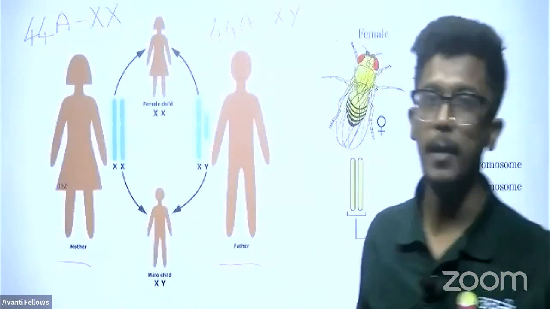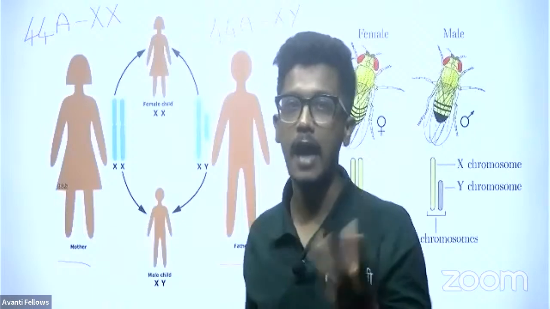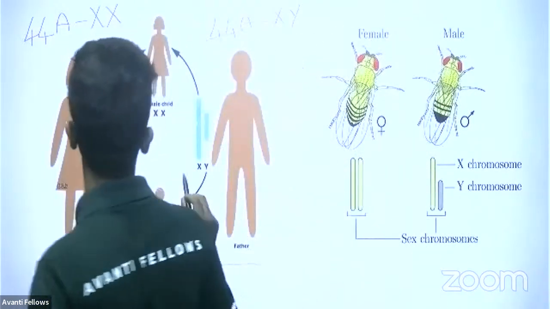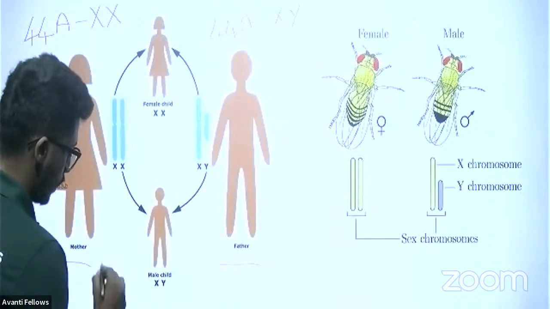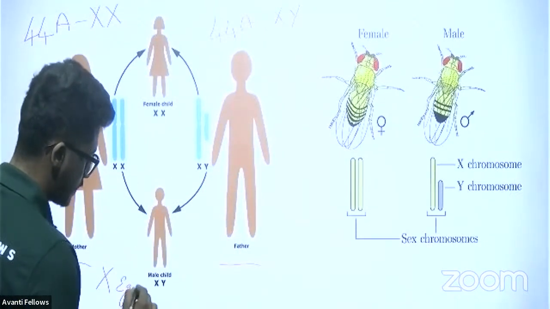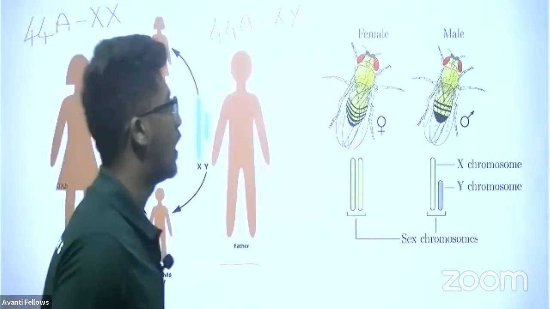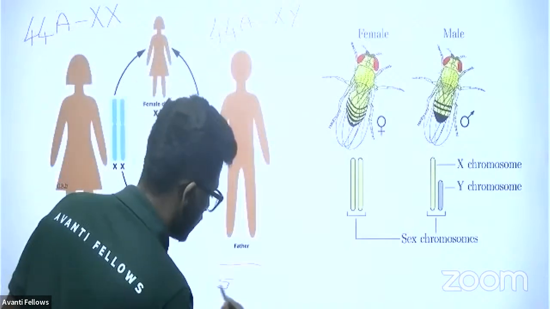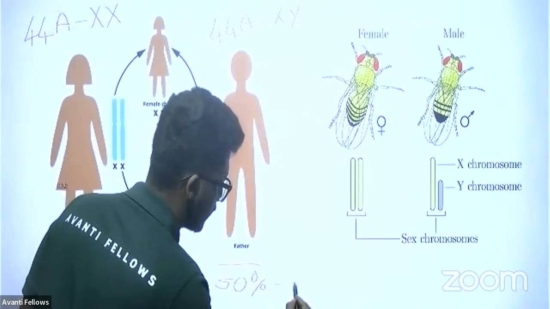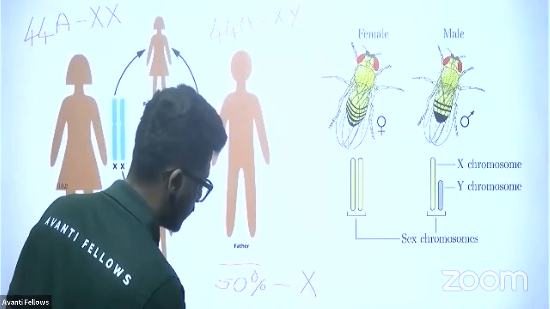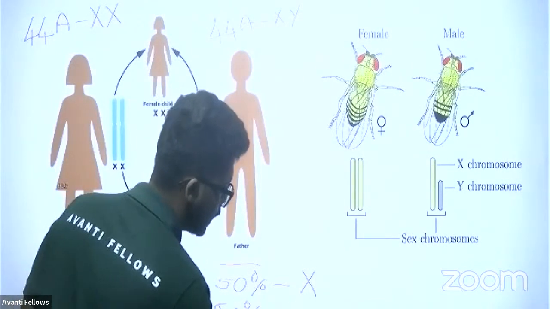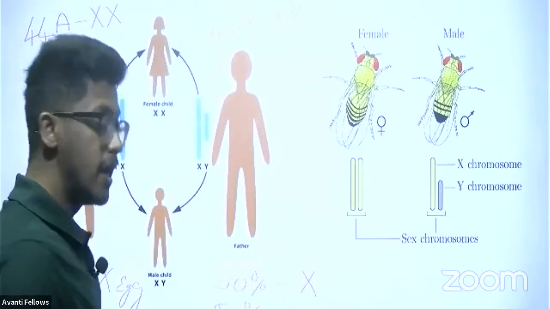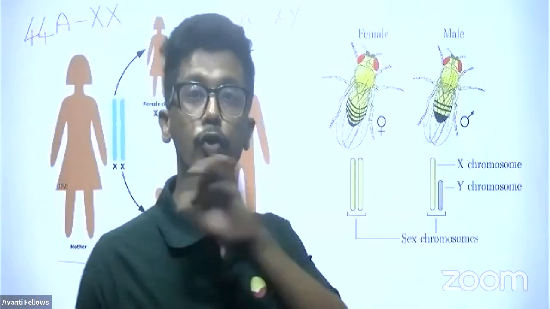Now, what happens? Mother produces egg. When mother's gametogenesis happens and she produces egg, all her eggs will be of what? It will be of X type. Only X eggs will be produced, correct? When a father produces sperms, during his gametogenesis, what will he produce? He will produce two types of sperms. 50% of X type and 50% of the sperms are of what type? It is of Y type. Agree? So, when mother produces gametes, they are uniform gametes.